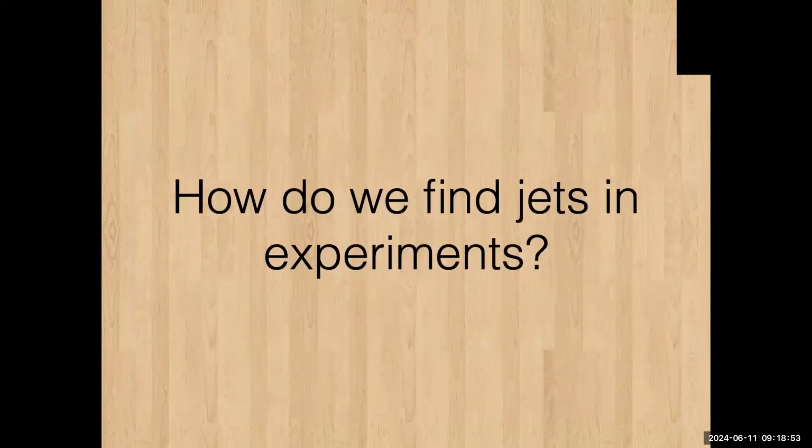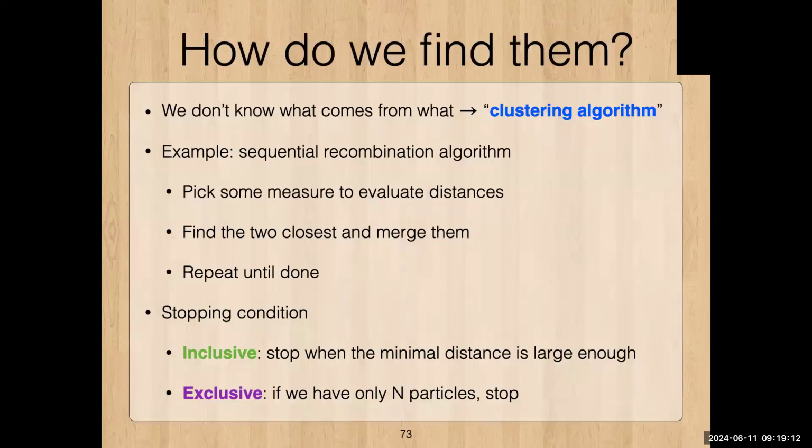Okay, so then let's move on to the next subtopic, which is how do we find jets in experiments? So far we described that we have a parton, we develop a bunch of particles, and then all these particles we call jets. But in experiments things are a little bit more complicated, because we don't know what comes from what. Suppose we have some collision, then you have a bunch of particles. We don't know which ones are from the initial quark, say.